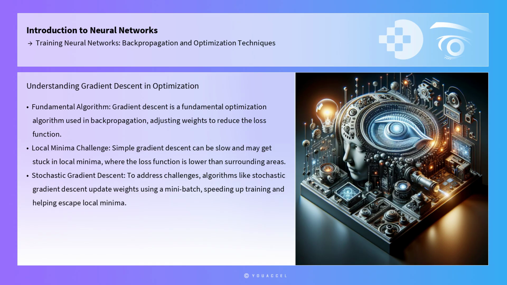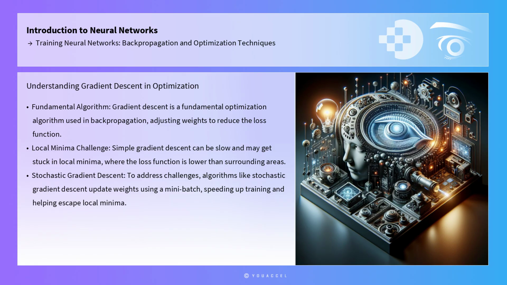Gradient descent is a fundamental optimization algorithm used in backpropagation. It works by iteratively adjusting the weights in the direction that reduces the loss function. However, simple gradient descent can be slow and may get stuck in local minima, which are points where the loss function is lower than the surrounding areas, but not the lowest possible.